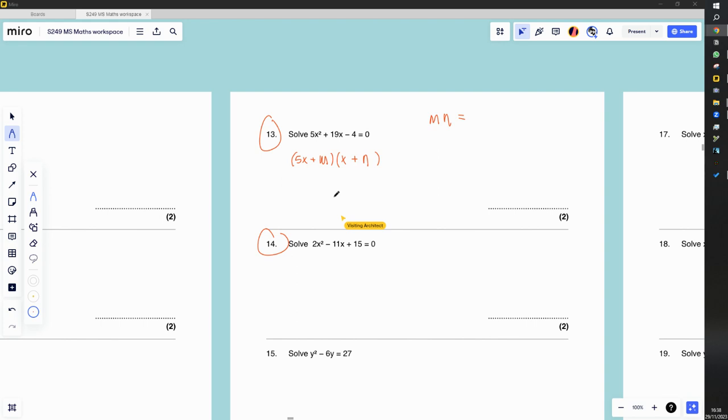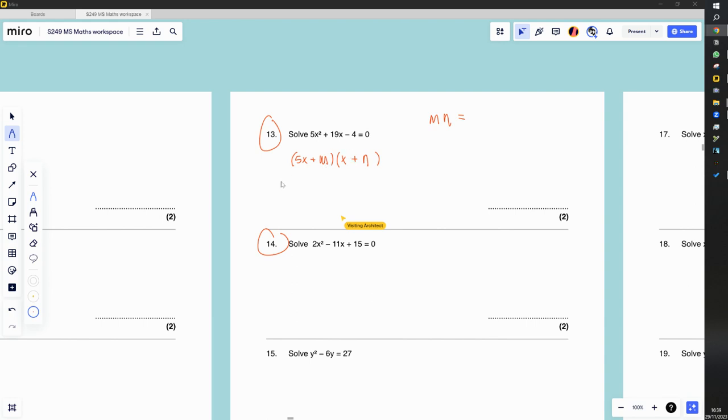So with this one, number 13, we've got 5x squared. Now if this number here is a prime number, it's a bit easier. However, I have a little theory about how to solve it when it's not a prime number. If it's a prime number, it's always just going to be 5 times 1. But if it was like 4, it could be 2 times 2, it could be 4 times 1. Because it's a prime number, it makes things a bit easier. So 5 times 1. It's always going to be m and n here.